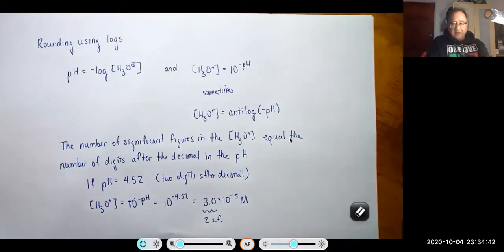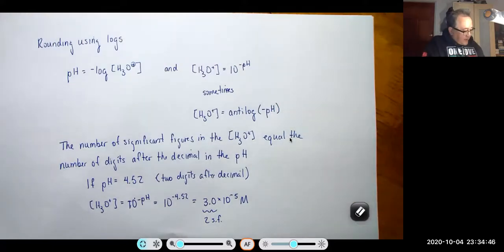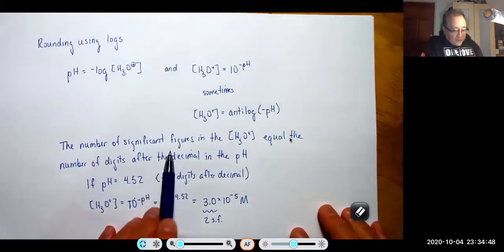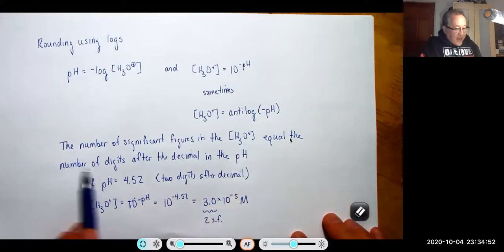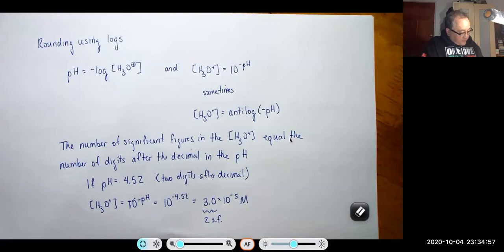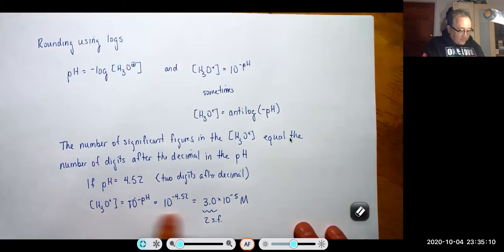Okay, now, how do you round using logs? Basically, the number of significant figures in the molarity is equal to the number of digits after the decimal in the pH. So here, if the pH was 4.52 and we wanted to calculate the hydronium ion concentration, we have two numbers after the decimal in the pH. So this answer is allowed to have two significant figures, and we get 3.0 times 10 to the minus 5.